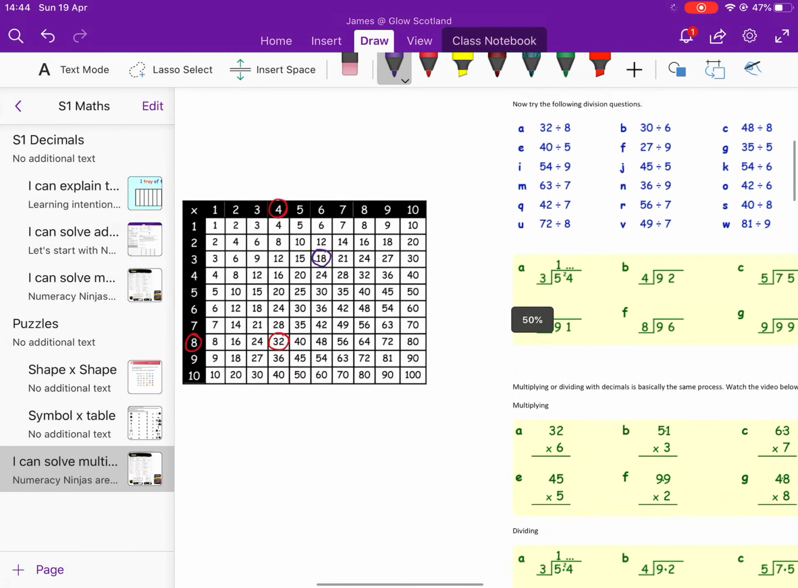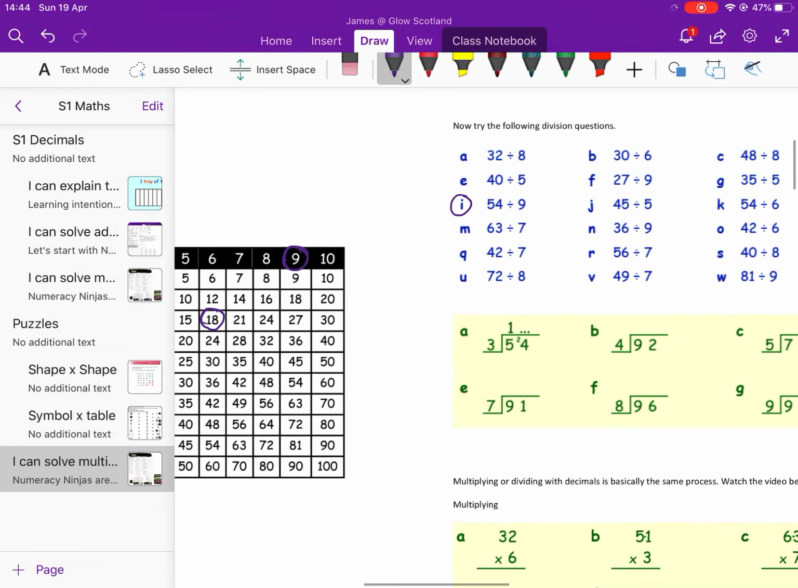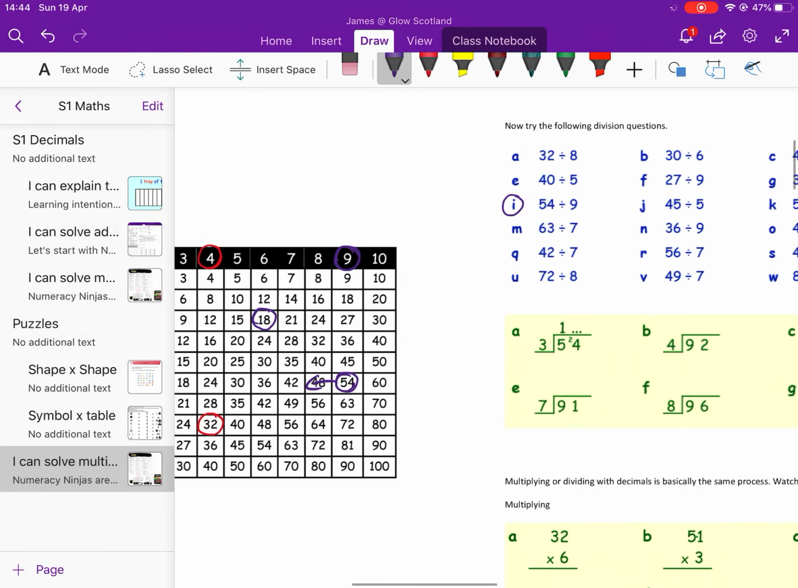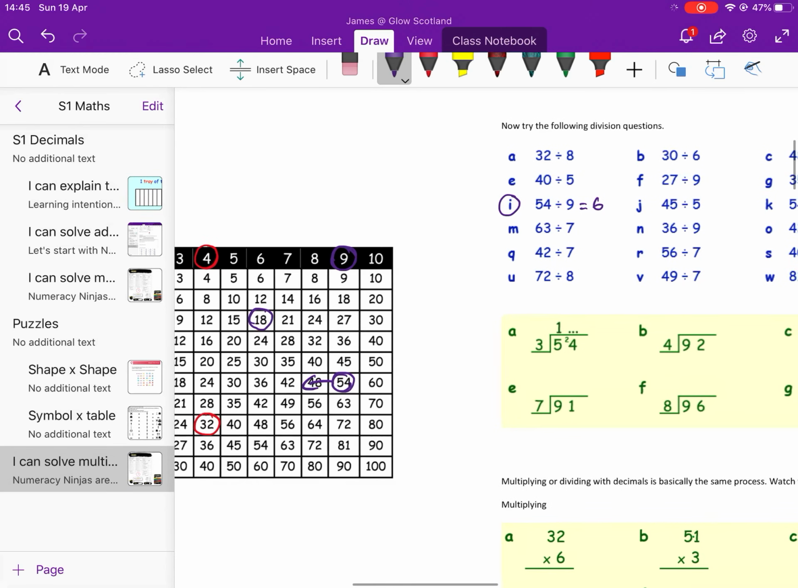For the dividing questions, works fairly similarly. So if we have a look at I here, it says 54 divided by 9. So dividing by 9 is telling me it's a 9 times table. I'm now looking for 54, which is here. How many times does that go in? If I go along to check, that's going to give me 6. So for I here, 54 divided by 9 is 6.